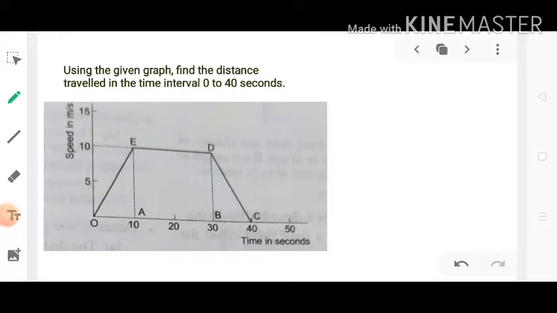Now comes the important part. This is going to be your home assignment. Using the given graph, find the distance traveled in the time interval 0 to 40 seconds. A graph has already been drawn for you. You have to use the values in this graph to find out the distance traveled. So we will solve this.